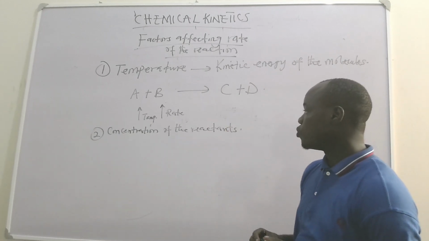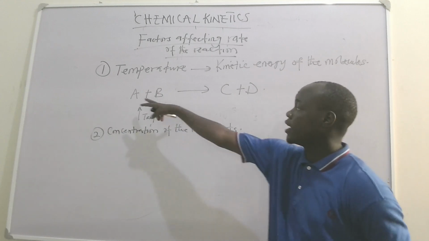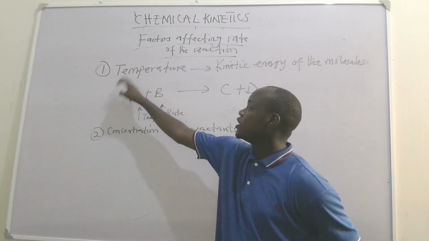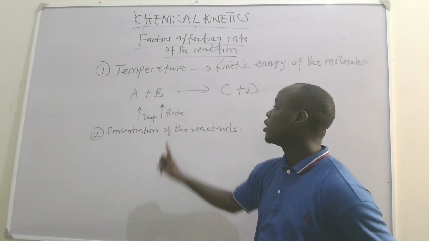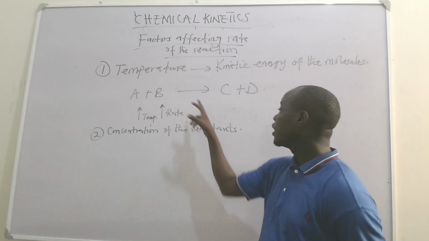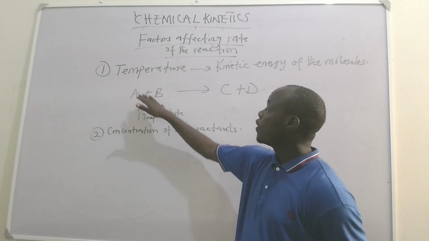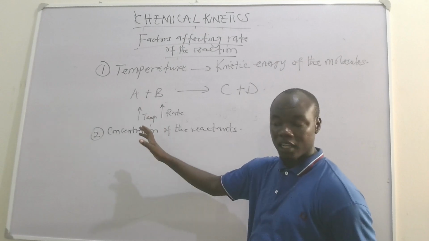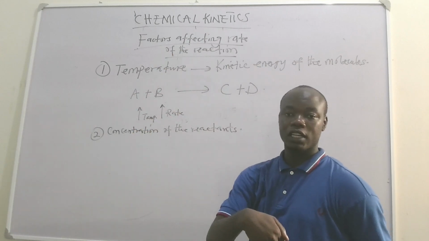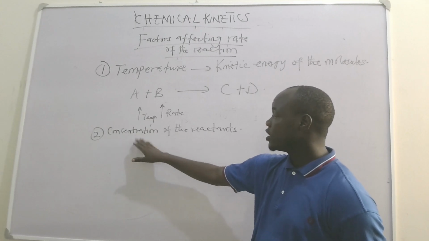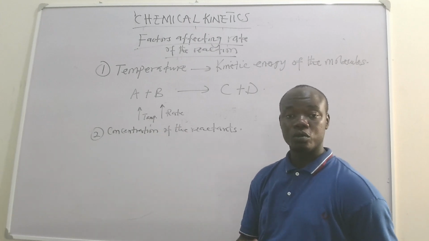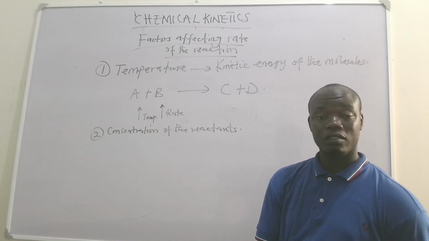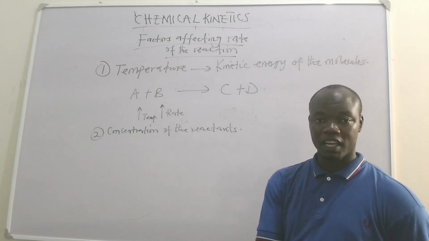So generally, if you increase the concentration of the reactants, for example in this case you have A and B, as you increase the concentration of A, the rate of the reaction towards product formation will increase. So if you increase the concentration of either A or B, or both A and B, the speed of the reaction will increase. Therefore, the concentration of the reactants also affects the rate of the reaction. The more you increase the concentration of the reactant, the greater the speed of the reaction.